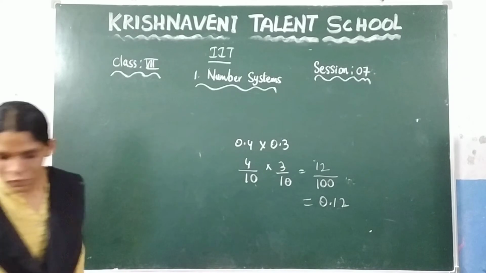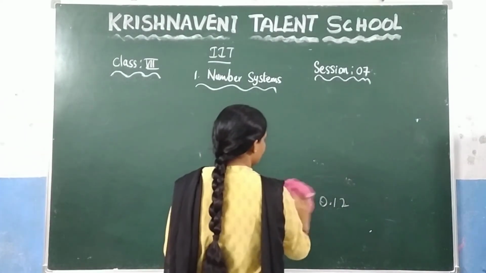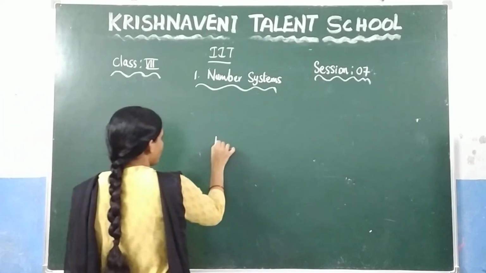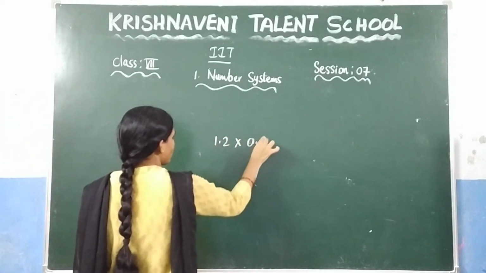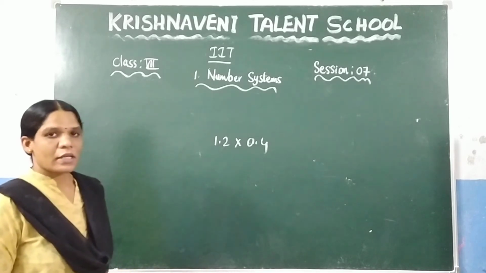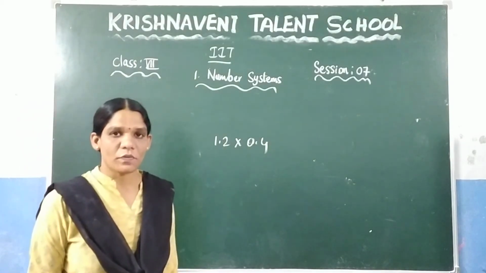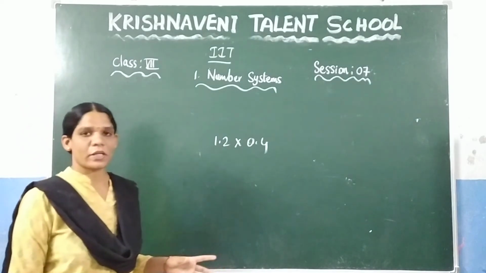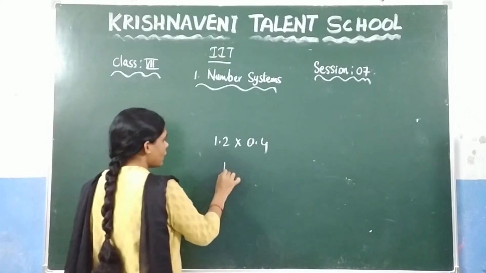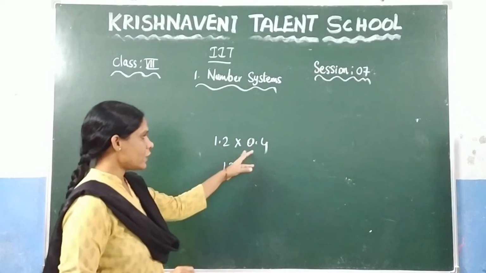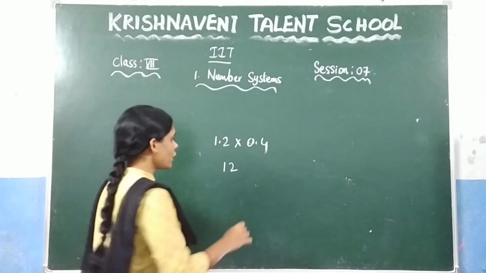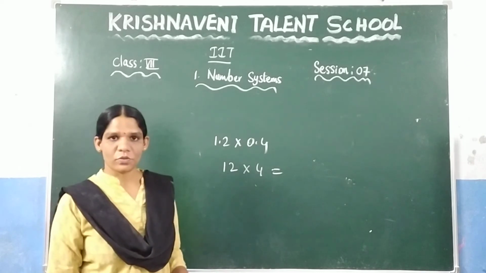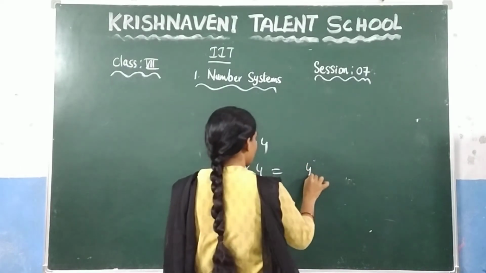Let us see one more example. Consider here 1.2 into 0.4. Again, if you want to find the product of these two decimal numbers, just leave the decimal point. After leaving the decimal point, what are the numbers you can identify here? Here 12 is there, right? And here 0.4 is nothing but 4. So here 4 is there. Now take the product of these values. 12 4s are 48. So write it here 48.